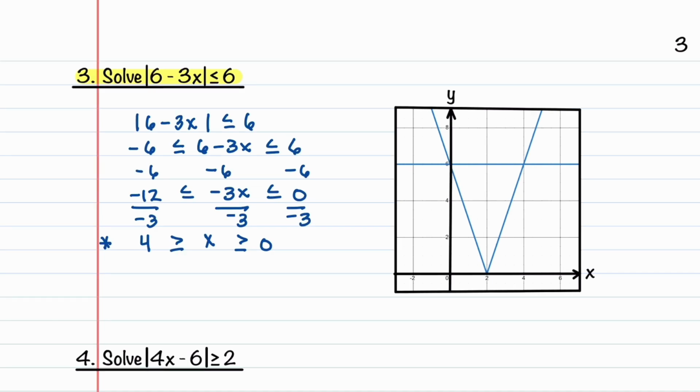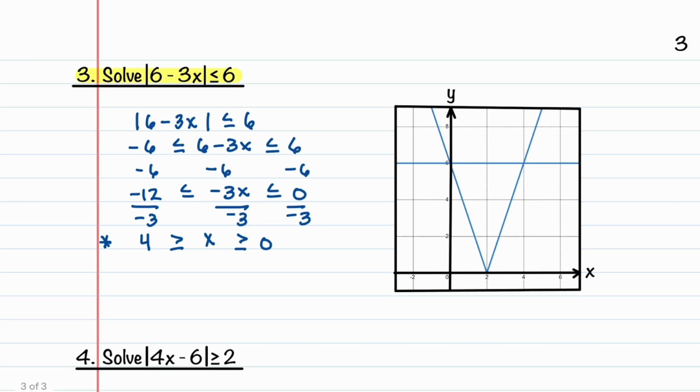I feel like this is always written backwards, so whenever I have something like this where you have a larger number on the left, I like to rewrite it. This is the same thing as saying that 0 is less than or equal to x is less than or equal to 4. And that just is easier to read. In interval notation, we would write this with a closed bracket at 0 and then a closed bracket at 4.